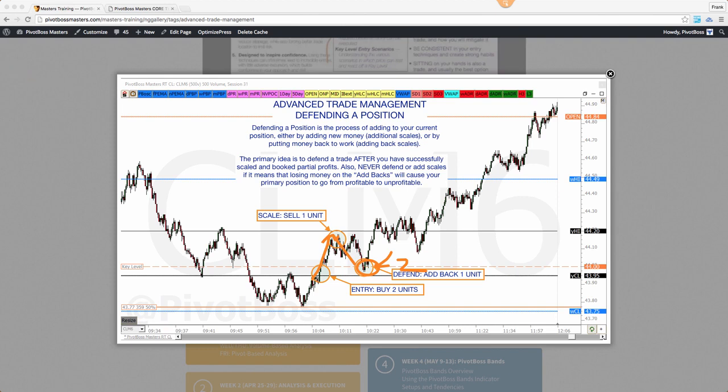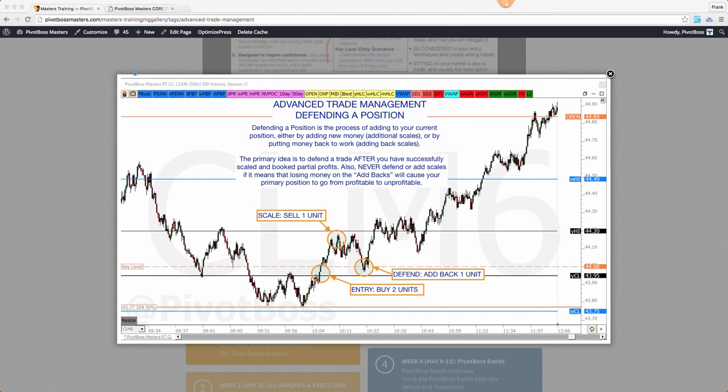Here's the thing. Never add back or defend a trade if it means that the portion that you're adding back, if it fails and hits its stop, turns your trade from a winner to a loser. So don't defend if by adding back and losing money on that add back causes your trade to go from profitable to unprofitable. That is a no-no, right? So we never want to average down. We never want to add to losers, or we never want to add back if it's going to take a trade from profitable to unprofitable.